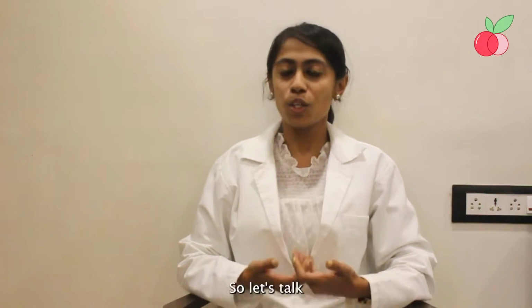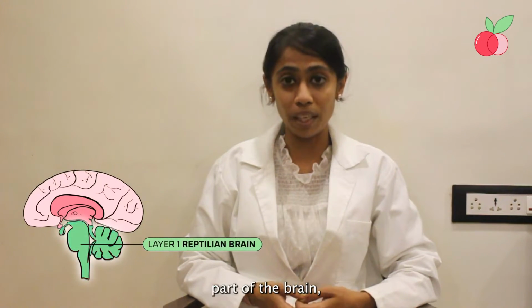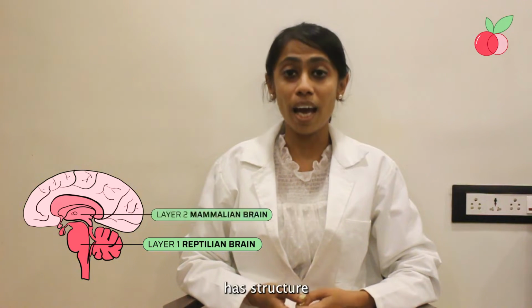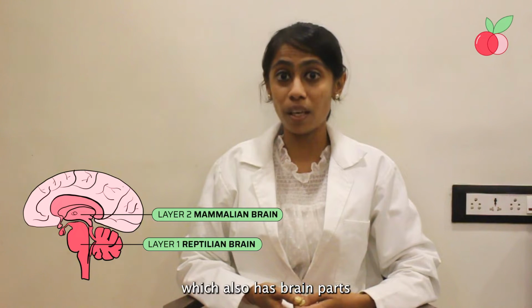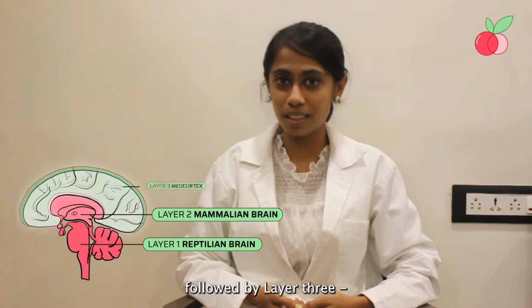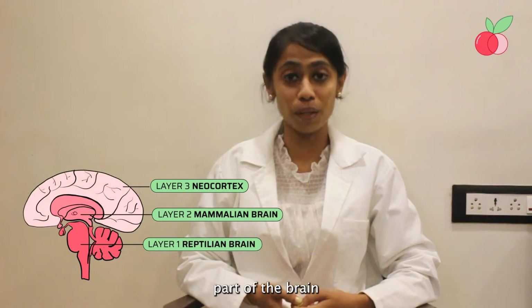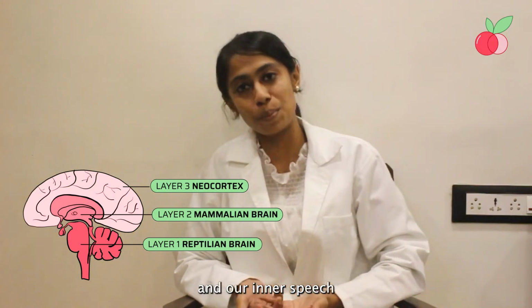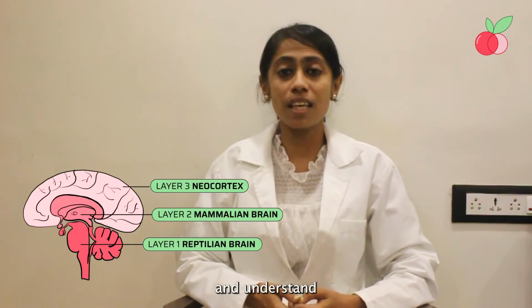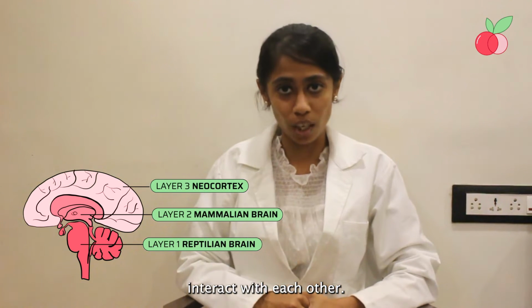So let's go. Let's talk about the three layers. Layer 1, the reptilian part of the brain, which is the acquired part of the brain, has a structure called the basal ganglia. Layer 2 has structures such as the limbic system, which also has brain parts of the amygdala and hippocampus. Followed by layer 3, the neocortex part of the brain, which is also responsible for conscious thought and our inner speech. So let's try and understand how these three layers interact with each other.